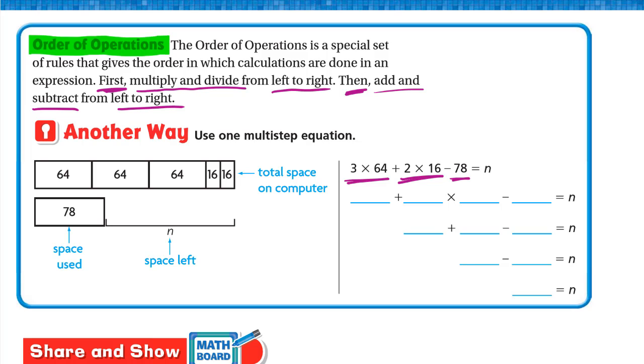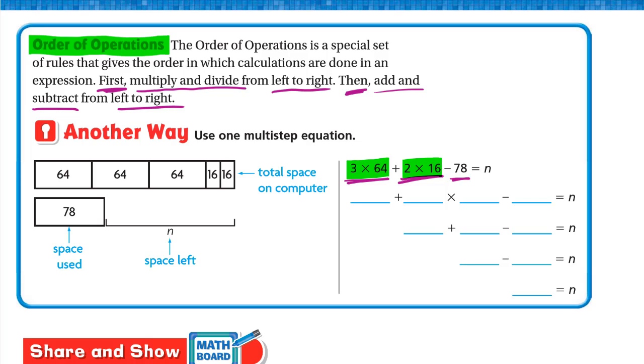If I put this into any scientific calculator, we can get the same answer. So the calculator does this. When it sees multiplication or division and addition or subtraction in the same problem, it will do the multiplication first. It will do 3 times 64, and it will do 2 times 16. And after it is done with all the multiplication and division, it will start adding and subtracting, all of this from left to right.